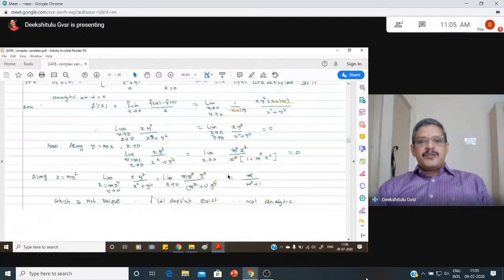Right. Then we are dealing with this problem. So along y is equal to mx also we are having a 0 limit. Still all the 3 cases, okay. Then consider this path x is equal to my square. Then x is equal to my square and then y goes to 0, and then y goes to 0, x also goes to 0, no issues.